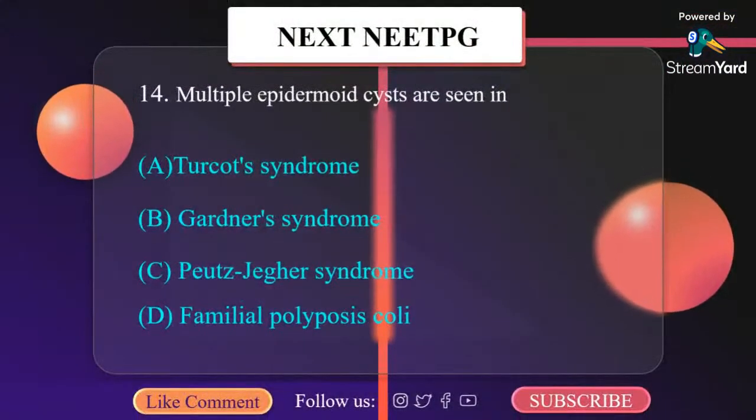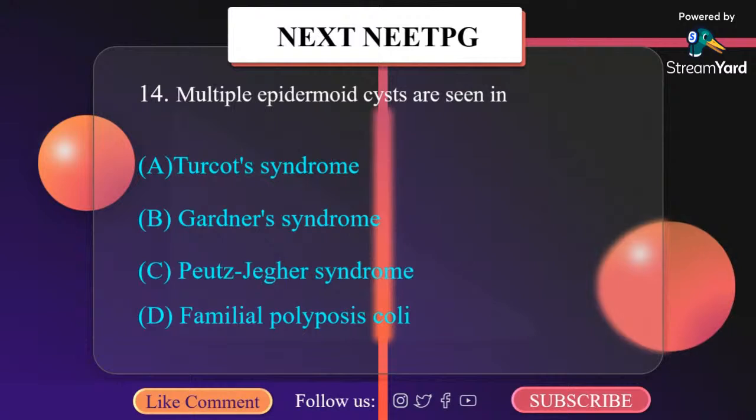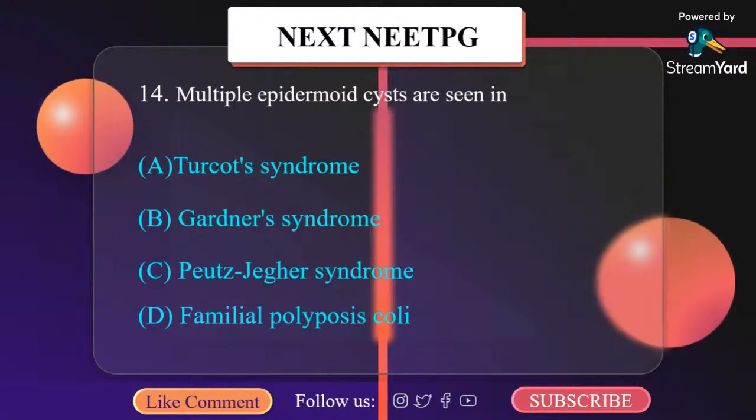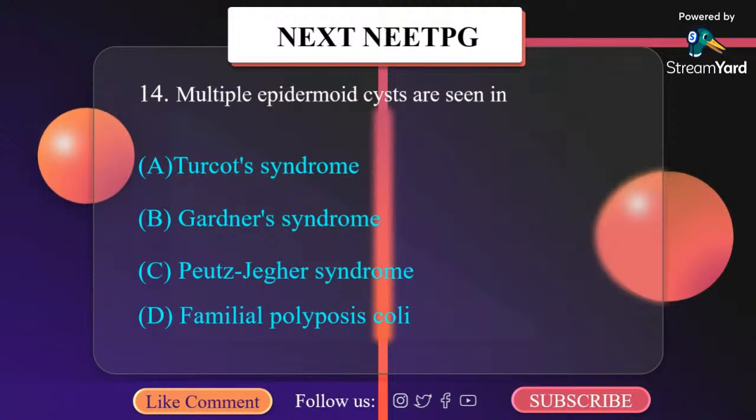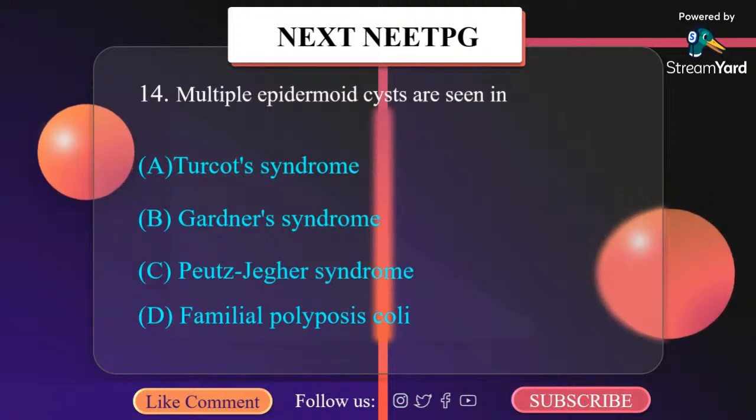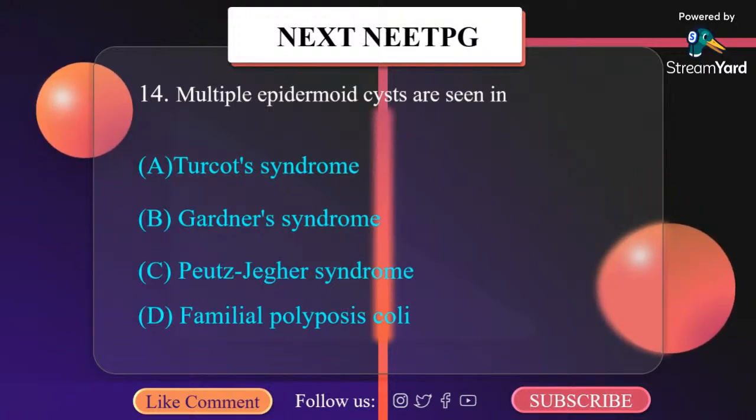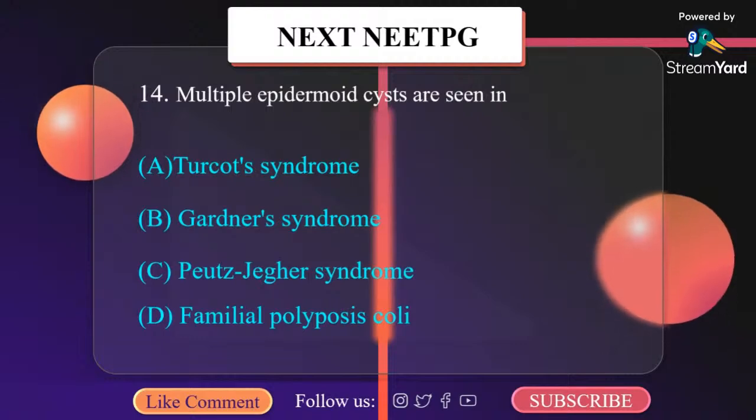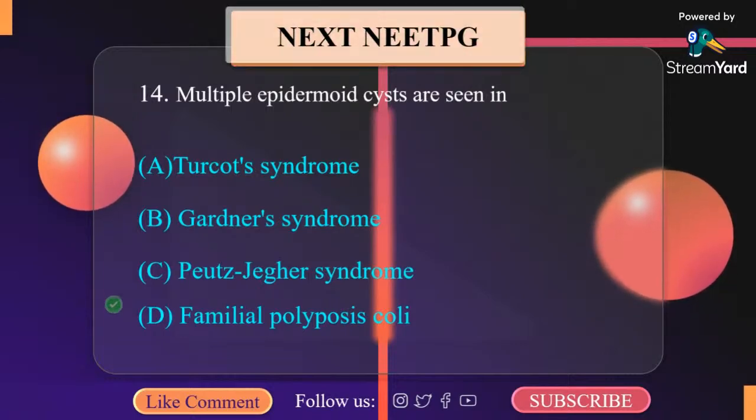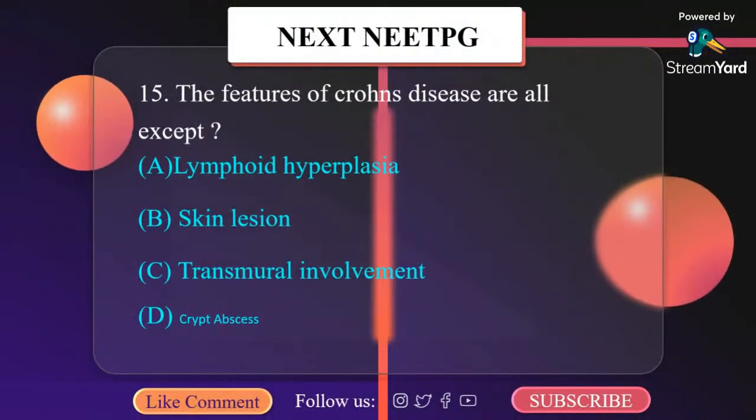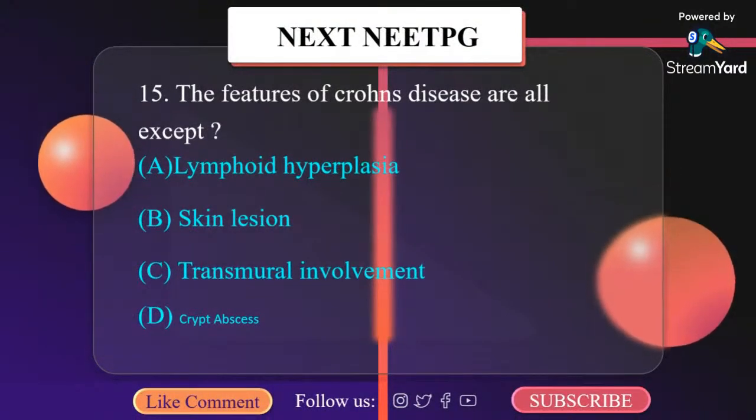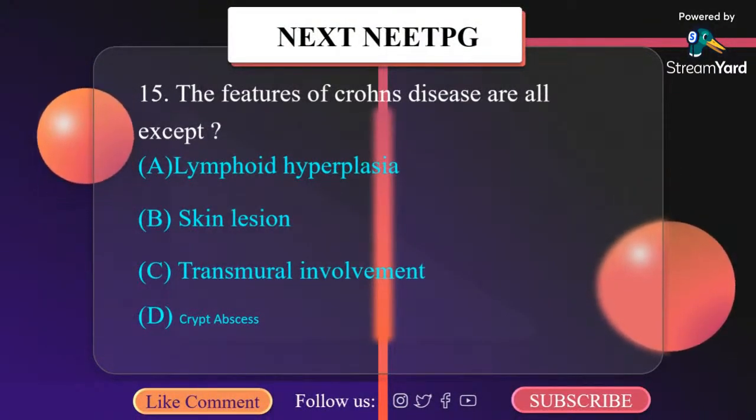Multiple epidermoid cysts are seen in A. Burkitt syndrome, B. Gardner syndrome, C. Peutz-Jeghers syndrome, D. Familial polyposis coli. It is seen in Gardner syndrome. Gardner syndrome includes adenomatous polyps of gastrointestinal tract, desmoid tumor, osteoma, lipomas, dental abnormalities, periampullary carcinoma. The features of Crohn's disease are all except lymphoid hyperplasia.